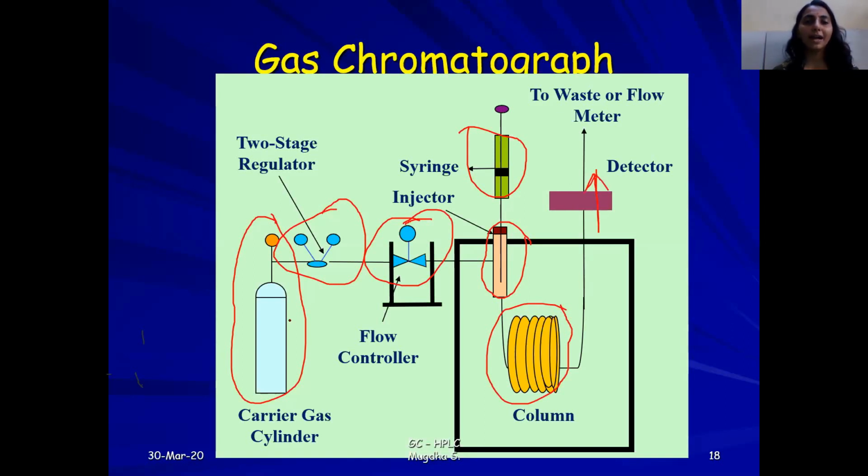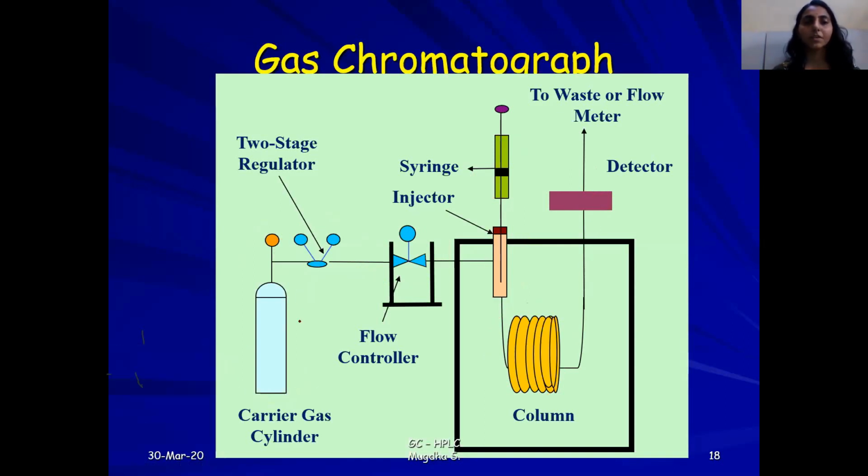So the components that we have: the first component is the carrier gas, because it will be used to carry the sample through the column. Then you have the two-stage regulator or the pressure regulator to regulate the pressure of the carrier gas. Normally the carrier gas is a noble gas, so that it will not react with any of the components we are injecting. Then the third one is your flow regulator, because you will also be required to regulate the flow.